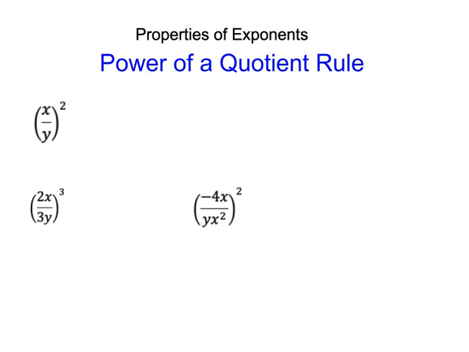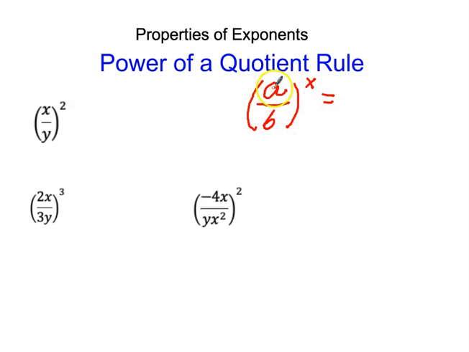Hi guys, I'm going to show how to solve problems with the power of a quotient rule. But let's write down the rule actually. So the rule is that you might have some number a divided by some number b, this whole thing in parentheses raised to the power of x.